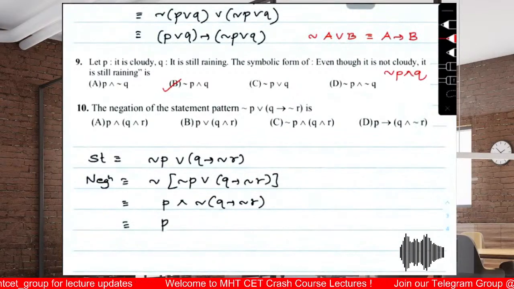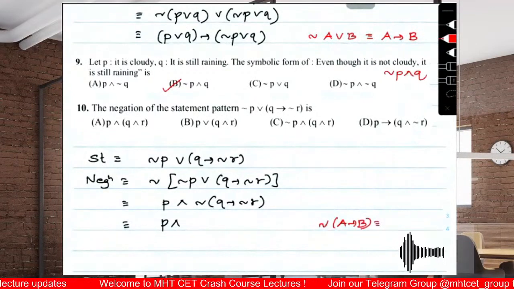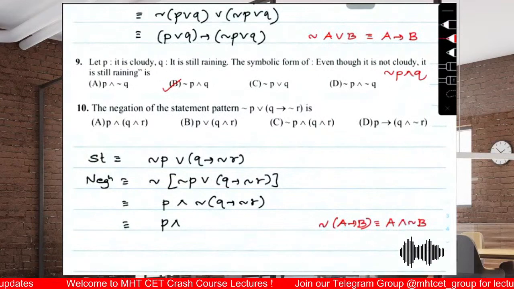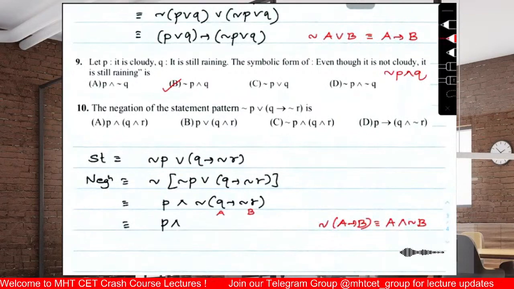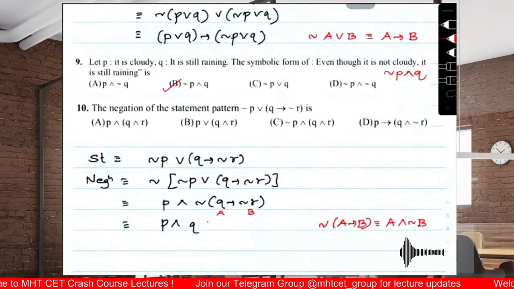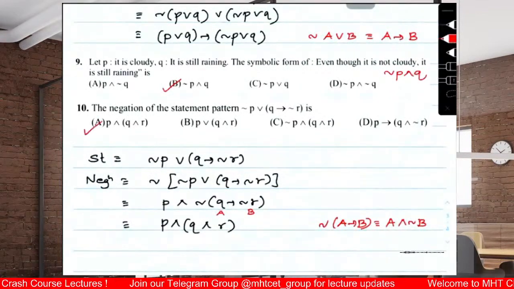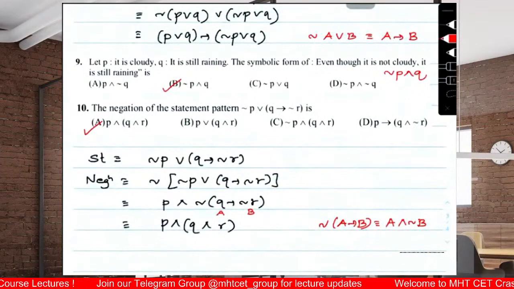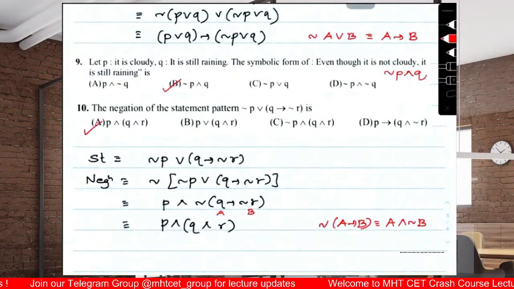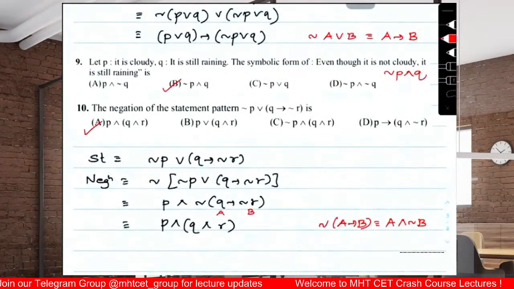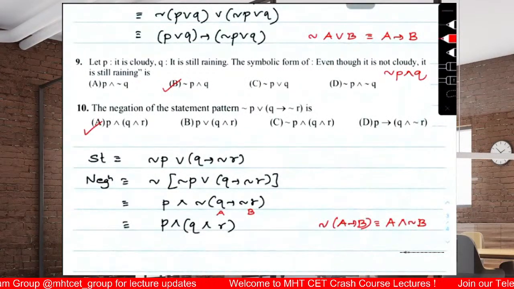This is P and negation of A implies B is A and not B. So A की जगह पर इधर Q है, not B की जगह पर not R. Okay, so first statement will be as it is, and negation of not R is R. Option A. Right? Clear?